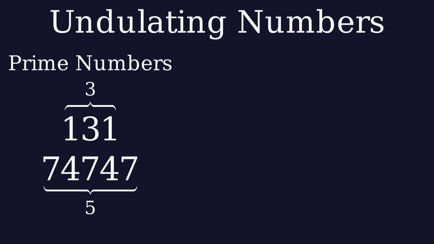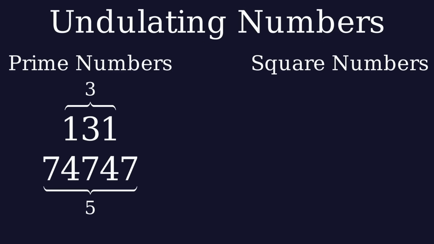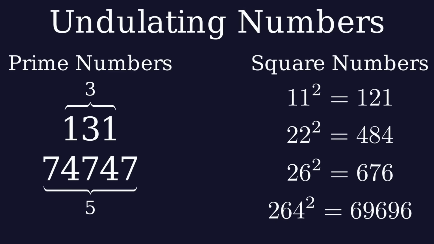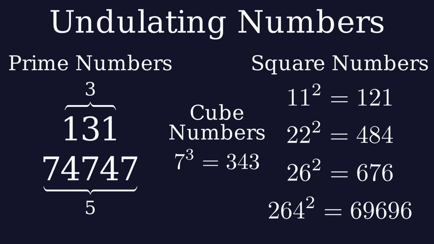Square numbers are just whole numbers raised to the power of 2. For example, 11 squared is a square number. 11 squared is also an undulating number, because it is equal to 121. What's interesting is that we have only found 4 square numbers that are also undulating. The undulating cube numbers are even rarer. 7 cubed is the only undulating cube number we've found.